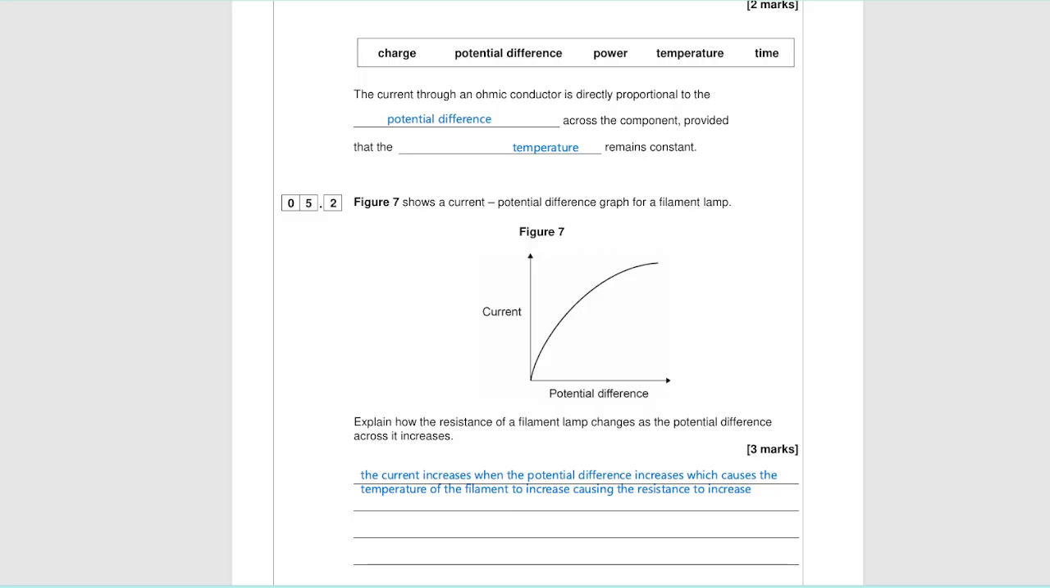The current increases when the potential difference increases, which causes the temperature of the filament lamp to increase, causing the resistance to increase. Now, as you may know, if you do V equals IR, you can rearrange that to get R equals V over I, which means that resistance is actually 1 over the gradient of this graph, which means the flatter the graph is, the higher the resistance is. And that's how you know the resistance is increasing, because the graph begins to flatten out.